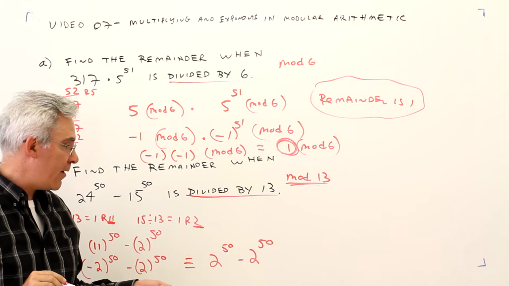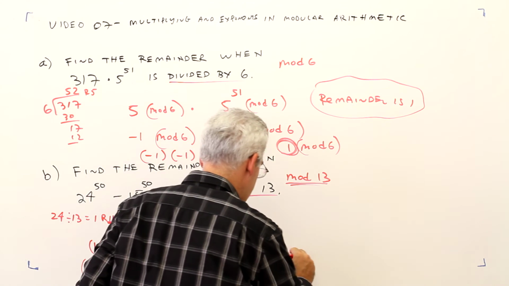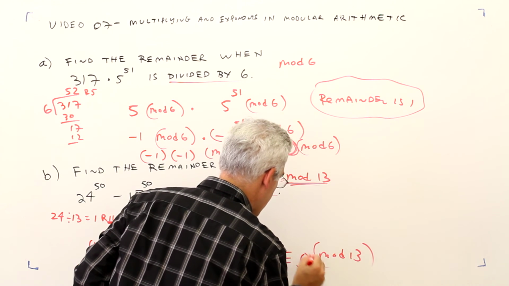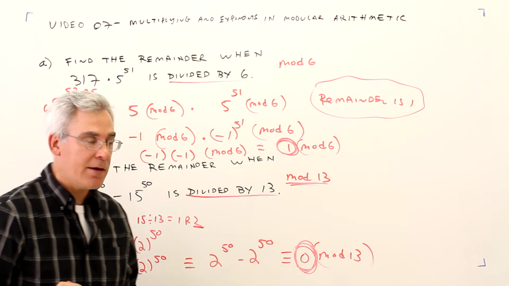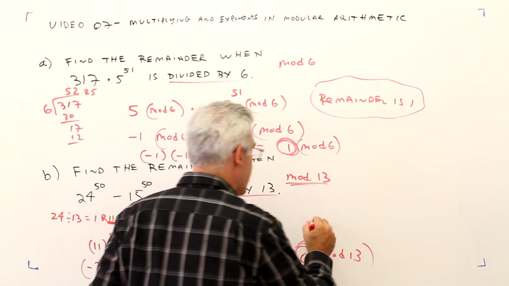And 2 to the 50th minus 2 to the 50th is 0. And again, since that's 0, that's the remainder. The remainder is 0.